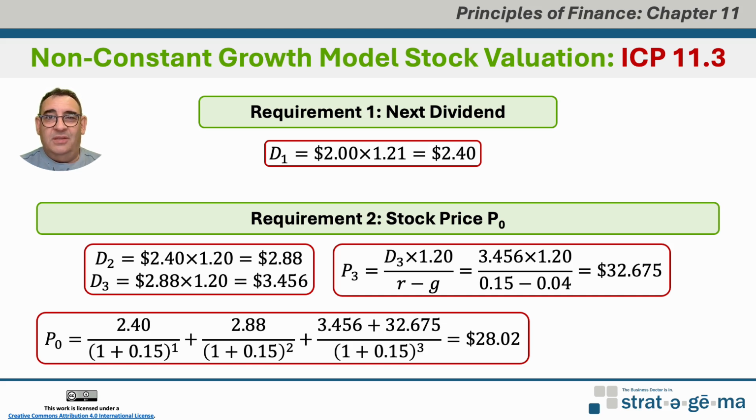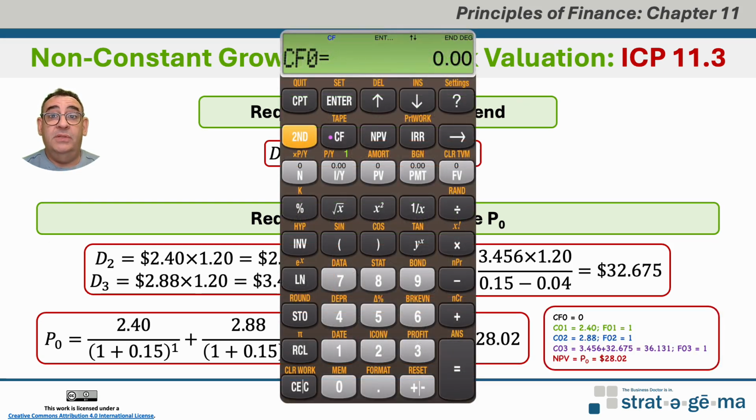Now, we don't want to do things the long and hard way, do we? What we want to do is be efficient. So using the cash flow function, CF0 is 0, C01 is 2.40 for 1, C02, 2.88 for 1, C03 is that combination, 3.456 plus 32.675. That's a total of 36.131 for 1. If we use 15% in the NPV, so NPV, I equals 15, and then compute the NPV, 28.02.